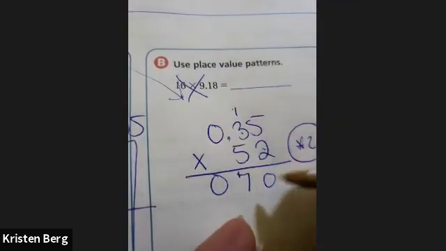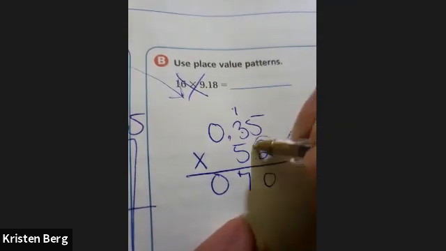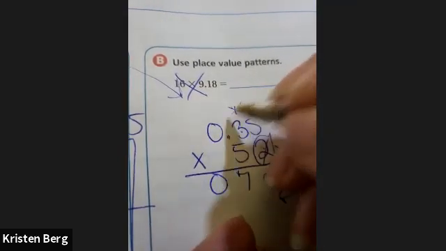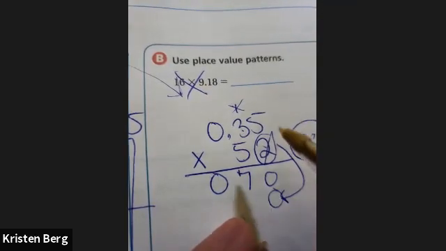Then you are not done. A lot of you want to stop right there and say, that's my answer. It is not done. You have another row of numbers that need to be here. Cross out any remainders. Now it's 5. Make sure you bring down that 0.